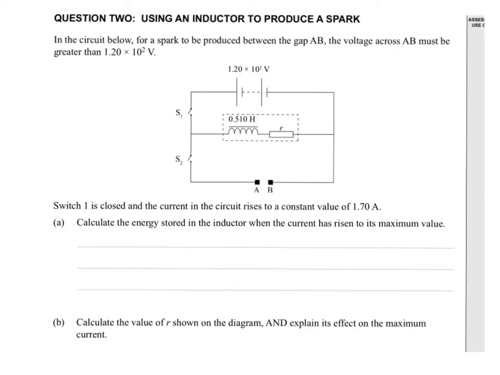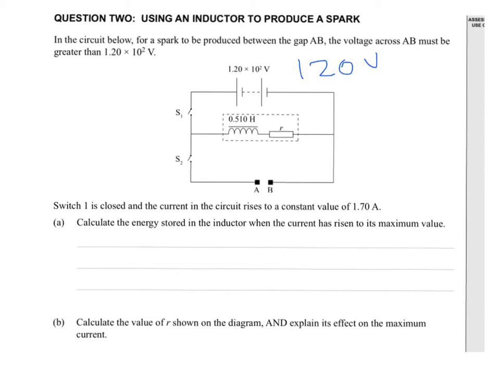Okay, this is the 2013 Level 3 electricity paper, question 2, using an inductor to produce a spark. First question was a capacitor to produce a spark, but here we go. In the circuit below, for a spark to be produced between the gap AB, the voltage across AB must be greater than 1.20 times 10 to the 2 volts, which is 120 volts. That's good to bear in mind because it's easier to think in terms of 120 than using that.